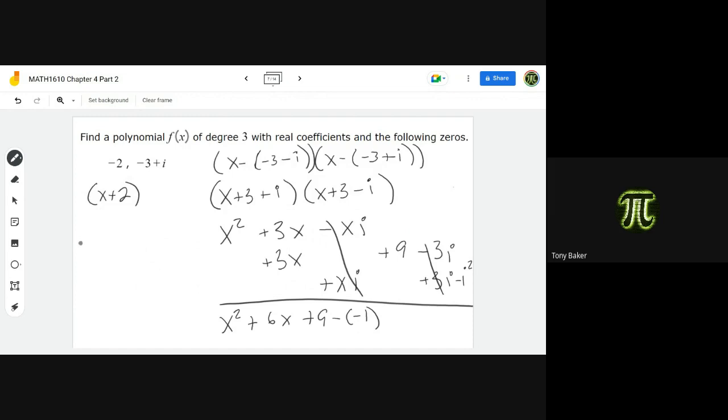So what I have right now is x plus 2 times x squared plus 6x plus 8. Okay. Signs aren't my deal today. I'm going to do a lot of multiplication problems with signed numbers later today, because for some reason, they're just not working for me today.